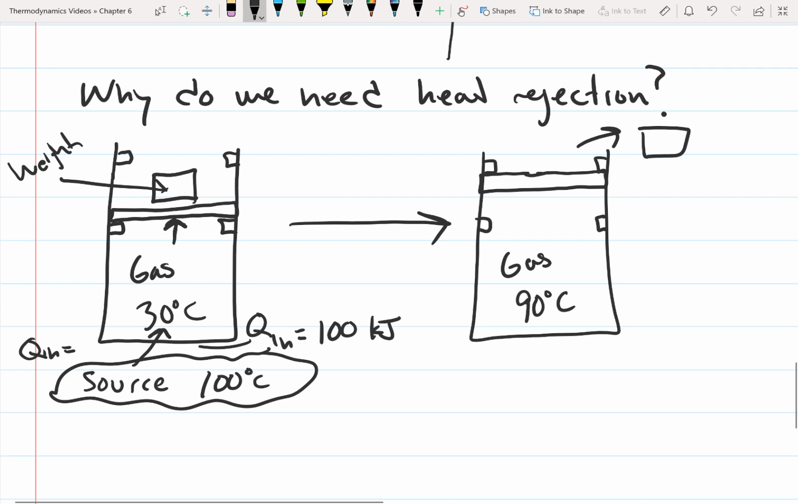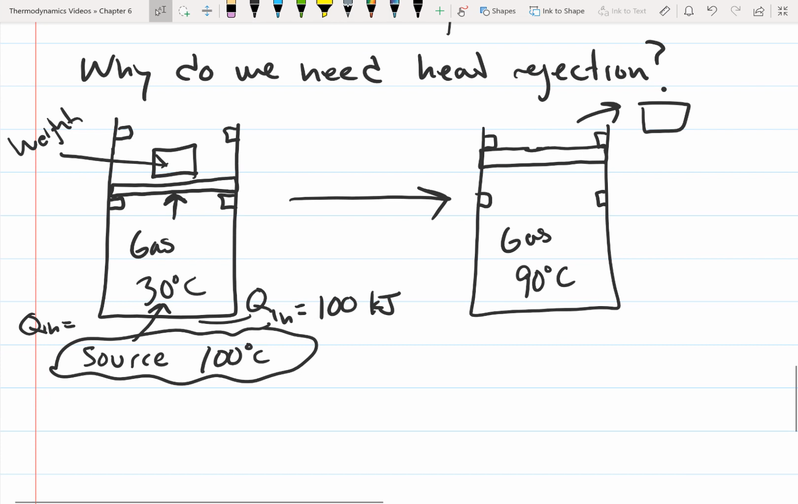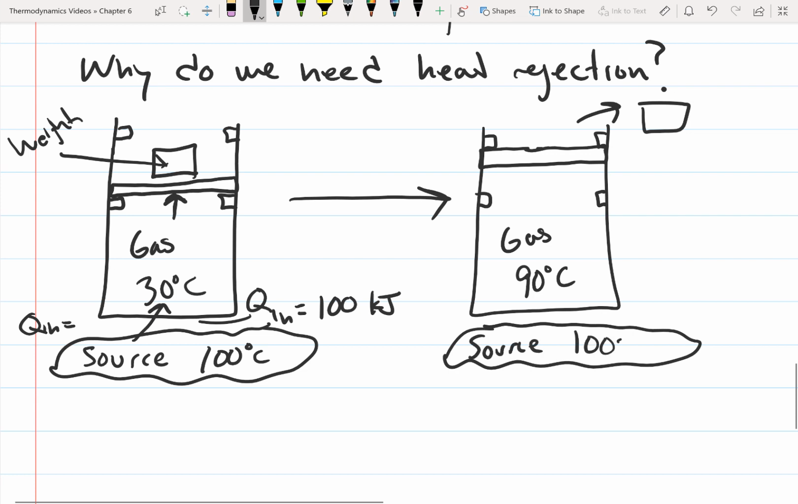Well, now in order to complete the cycle, like right now we can't do more work unless we complete the cycle. And to complete the cycle, that means that we need to return the gas back to 30 degrees. Well, if we don't have a heat sink, let's just say that we have this source, and the source is at 100 degrees Celsius. So in order to complete this cycle, we need to return the gas back to the 30 degrees. So basically what it was at the start of the cycle, because we're trying to complete.